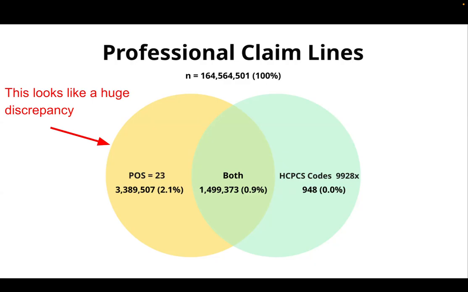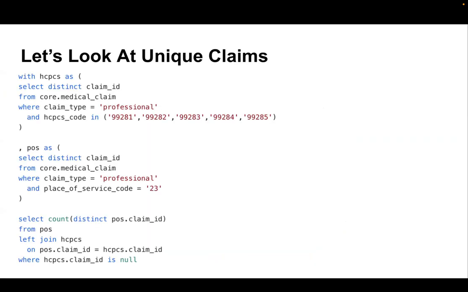You could have one line on the claim be place of service code 23 and 9928X, and then other lines on the claim for the other services, right? And that's probably fine. But to what extent do you have claims where you have a bunch of place of service codes equal to 23, but no line on the claim is equal to 9928X? And that's what we're going to look at here.